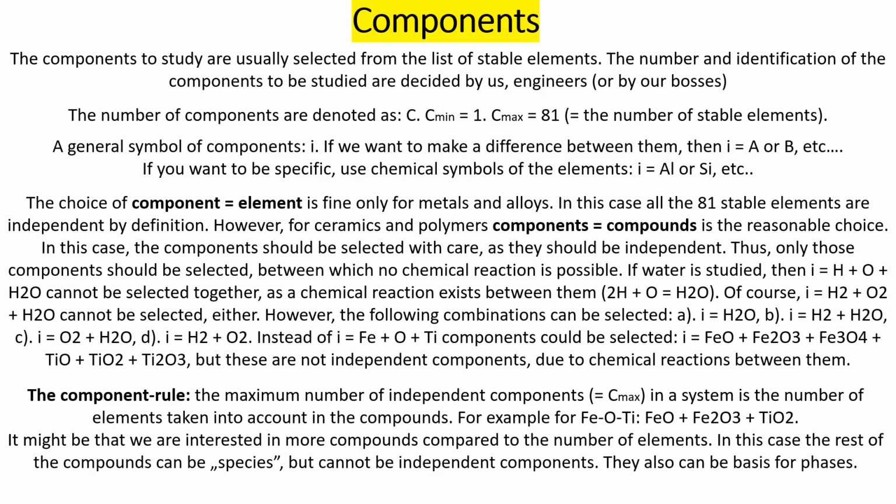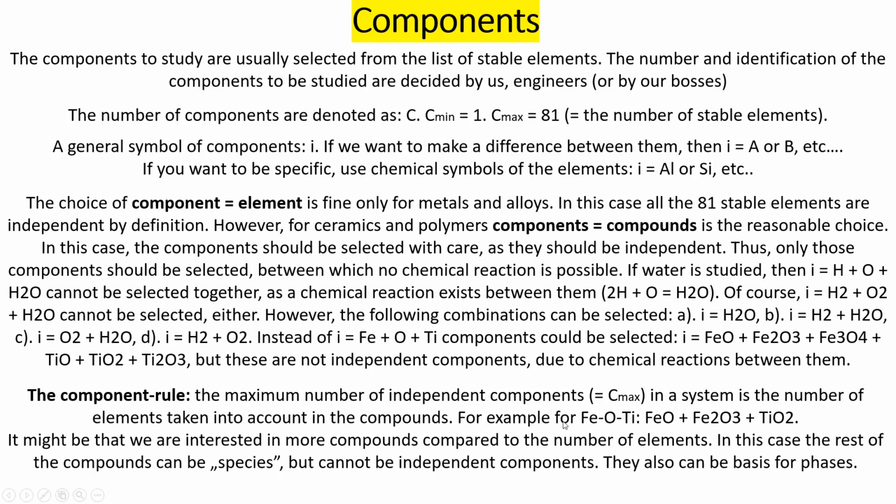It's introduced actually now. And what I claim is the maximum number of independent components in a system is the number of the elements taken into account in all the components. Well, if we treat components as elements, then this component rule doesn't give anything to us. But if we treat components as components, then the component rule might be important.